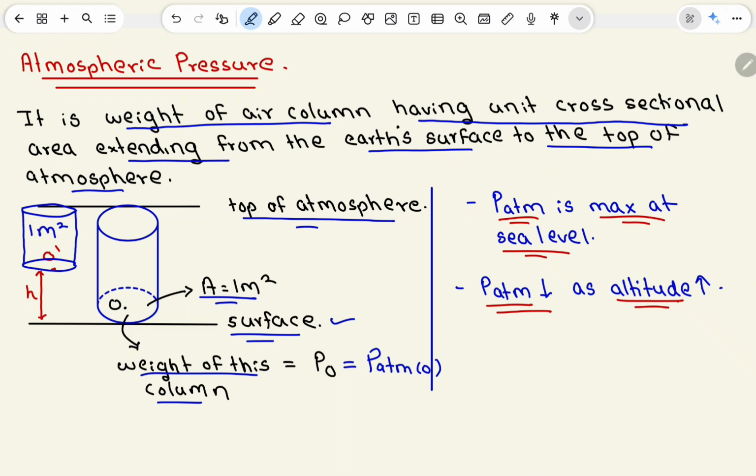Now we can clearly see that since the size of the cylindrical column is reduced, the air enclosed by the cylindrical column has also reduced. And therefore, the weight of the air in this new cylindrical column is lesser. Therefore, the pressure exerted by the air on me at some height will also become lesser. Therefore, as we go to some height, the atmospheric pressure always decreases.